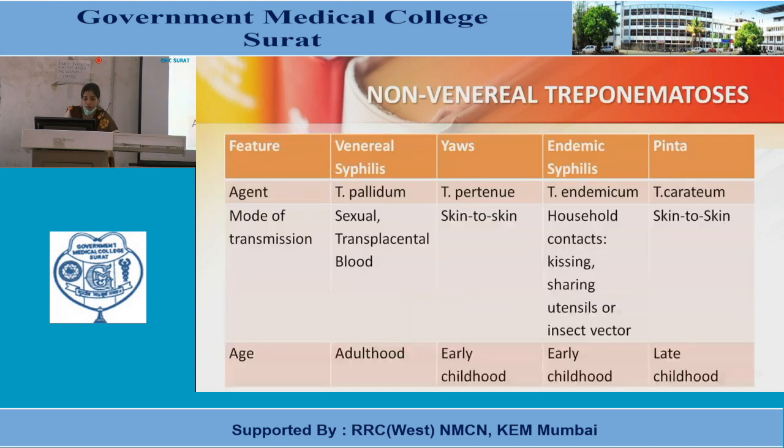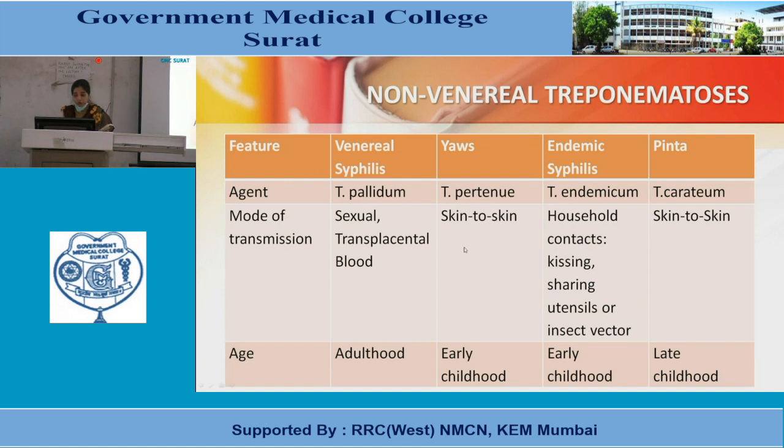Venereal syphilis is caused by Treponema pallidum. Yaws is caused by Treponema pertenue. Endemic syphilis is caused by Treponema endemicum, and Pinta is caused by Treponema carateum. Mode of transmission: I will also explain this.